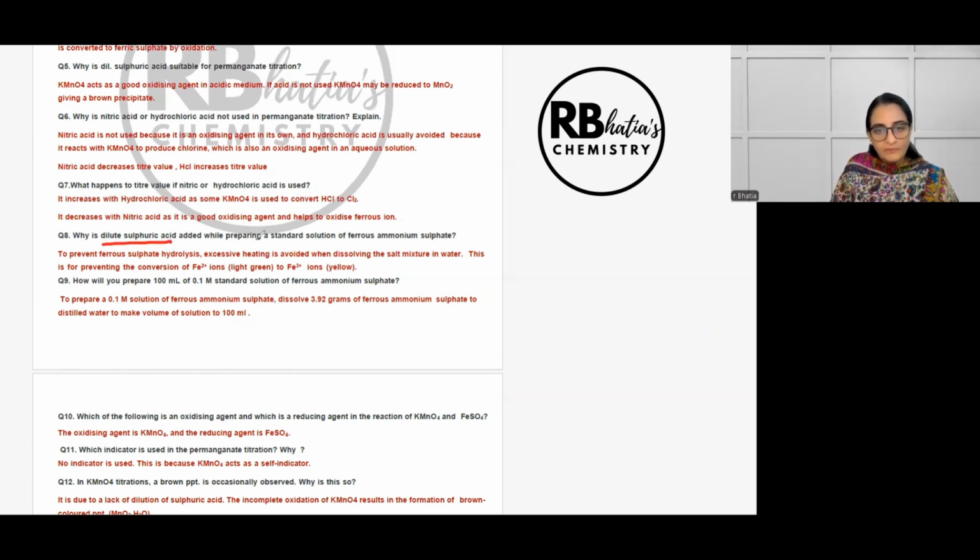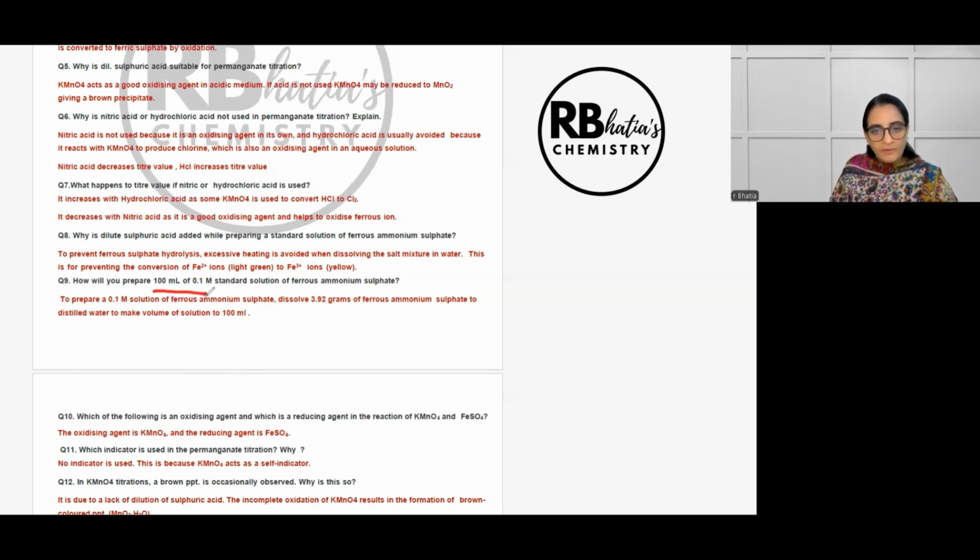Now, why is dilute sulfuric acid used while preparing a standard solution of ferrous ammonium sulfate? This is to prevent hydrolysis. Excessive heating is also avoided when dissolving the salt mixture in water. Why? Otherwise, ferrous can also change to ferric. Ferrous sulfate is very easily oxidizable to ferric sulfate.